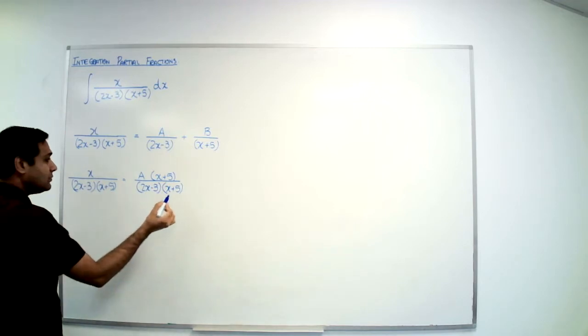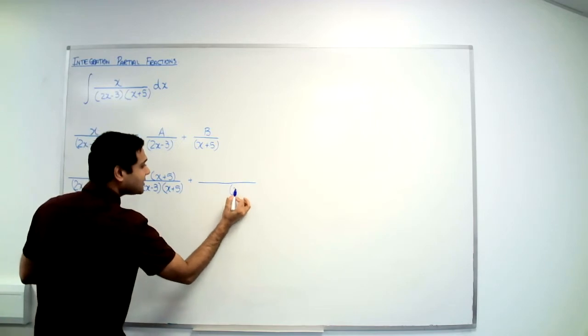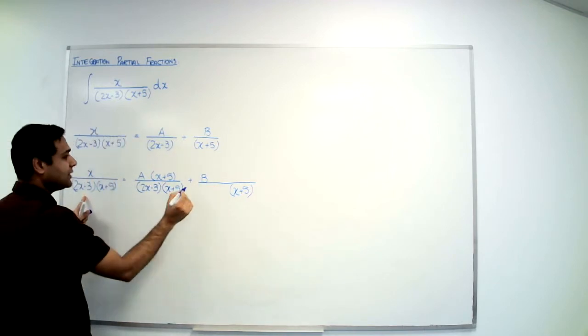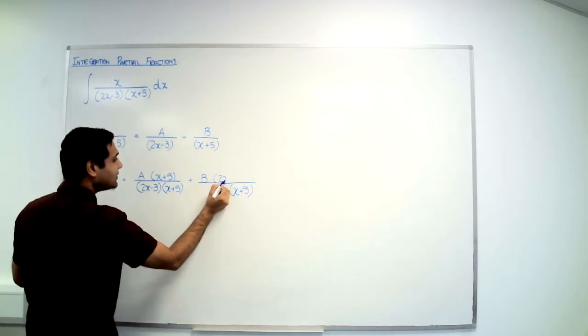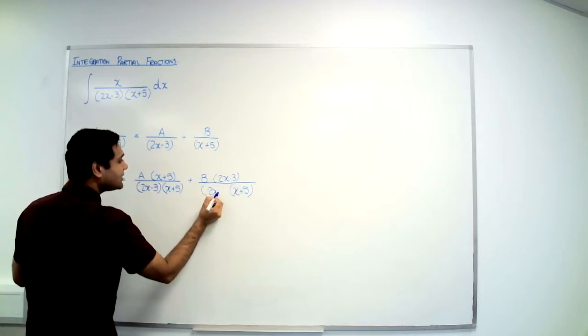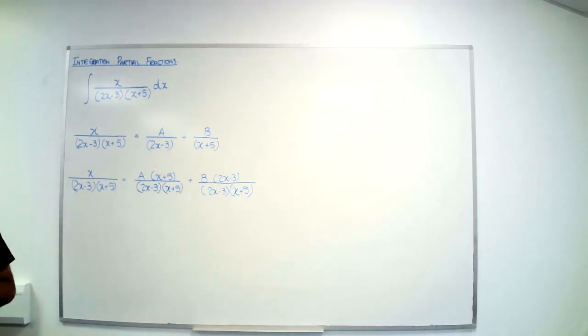A positive here. Now here, x plus 5 is already there, and the b is here, and I want to make it like that. So I need to multiply that by 2x minus 3, the missing bit, on top and bottom. There's another way of doing it, but this is the easy and simplest way. So you got that bit.